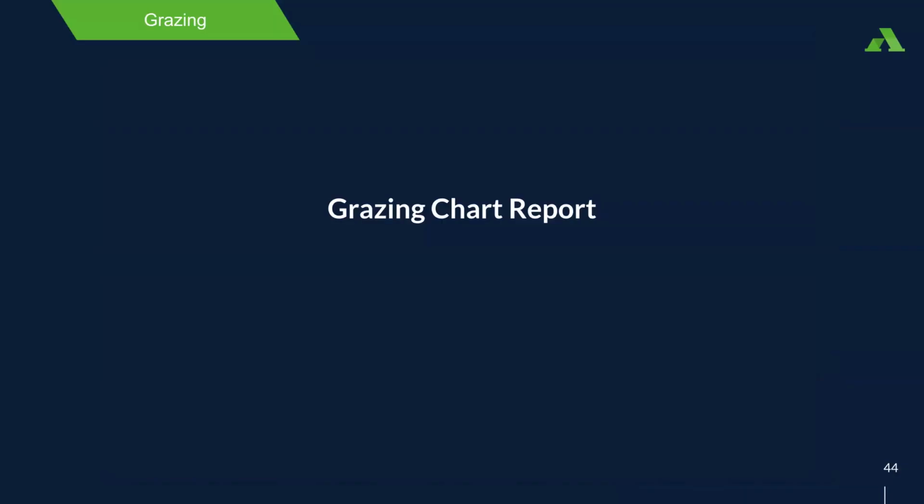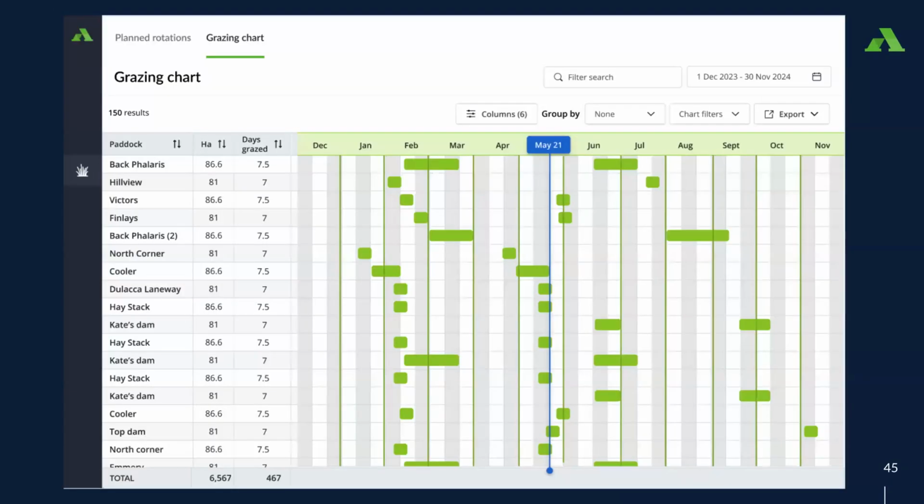The next piece that we'll be working on is the grazing chart report, which again is really reproducing that traditional grazing chart that people are quite familiar with. The first stage of this is just going to be your historical, so you can really see what's happened on farm. And this is what it's going to look like essentially.